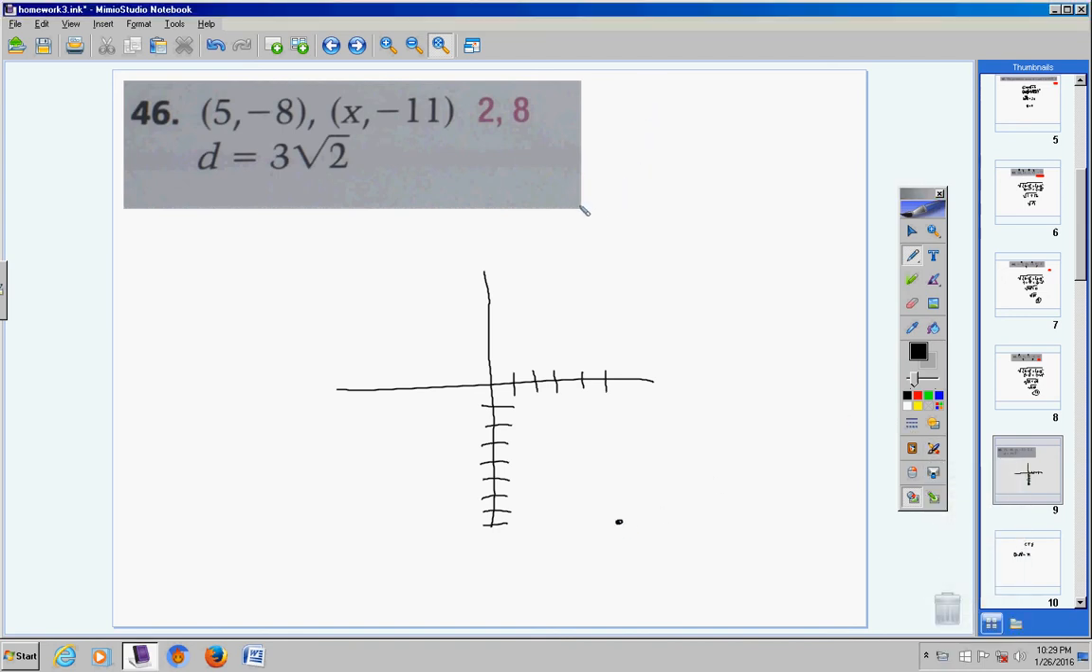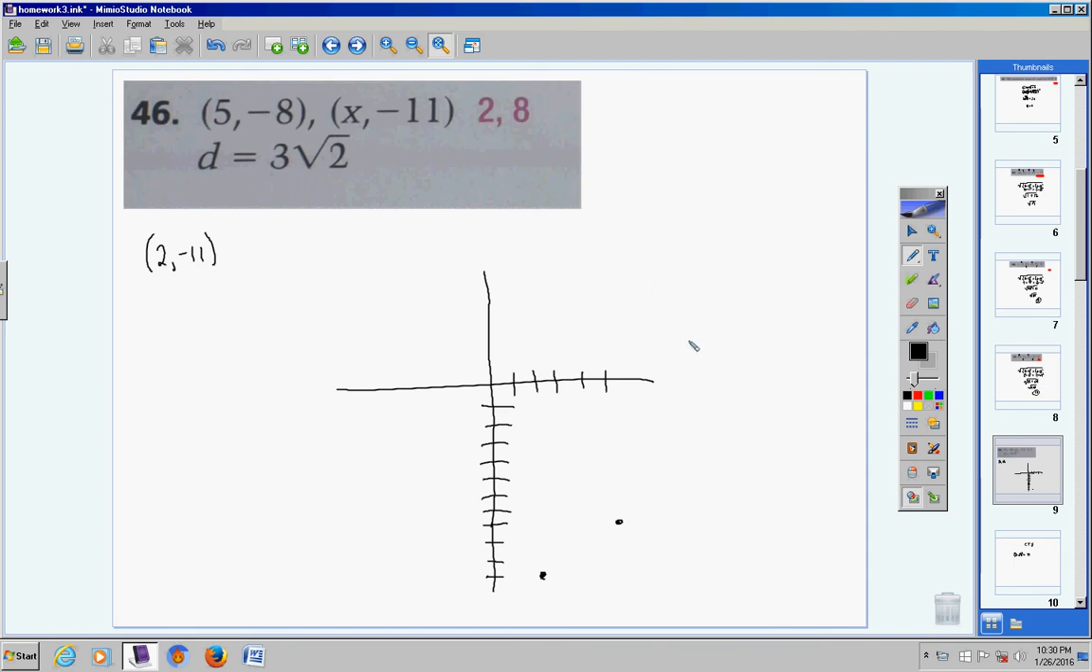Now students, watch. We're saying one value for x is 2, right? So I'm going to go positive 2, negative 11. See this 2 right here? It goes in for x. So one ordered pair is (2, -11). 2, negative 8, 9, 10, 11 right here. Now the other ordered pair is (8, -11).